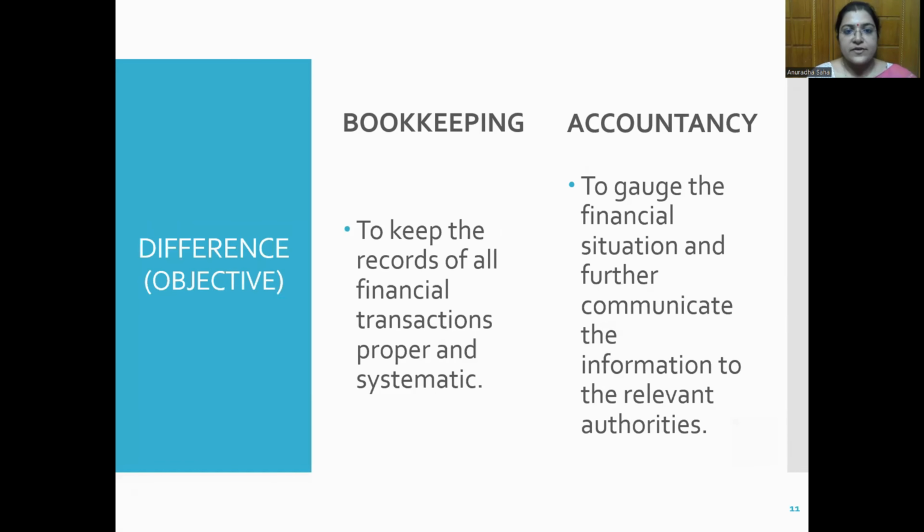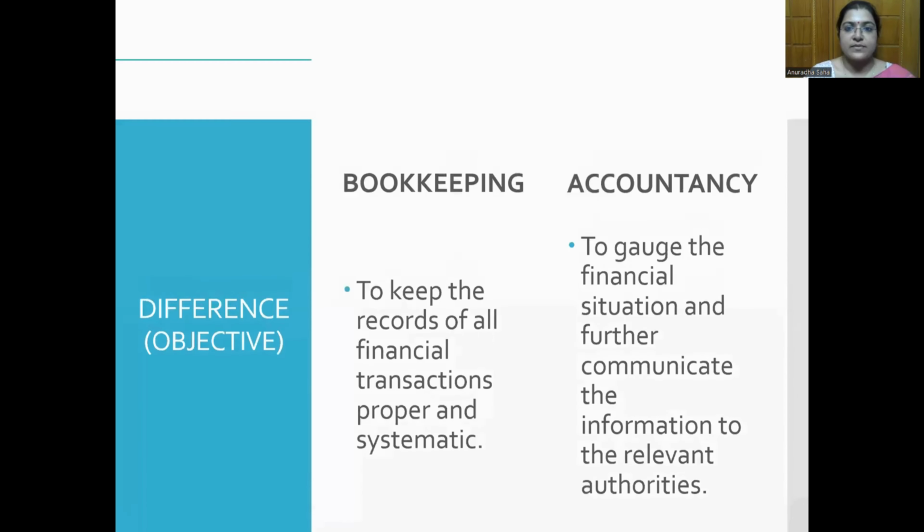Next, objective. Bookkeeping is to keep the records of the financial transactions in a proper and systematic manner, while accountancy is to gauge the financial situation and further communicate the information to the relevant authorities. So, bookkeeping's objective is just recording, once again, and accountancy's is gauging the financial situation and communicating the information to the relevant authorities.